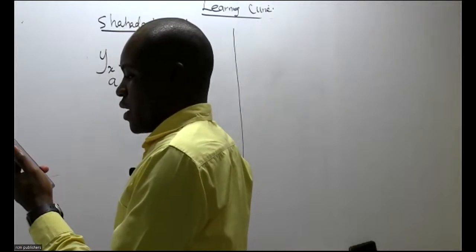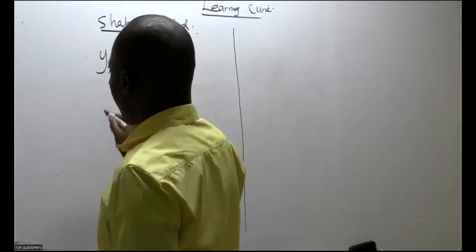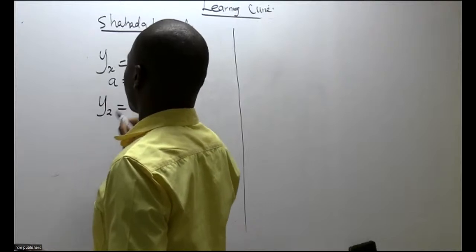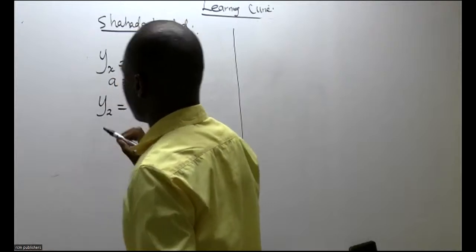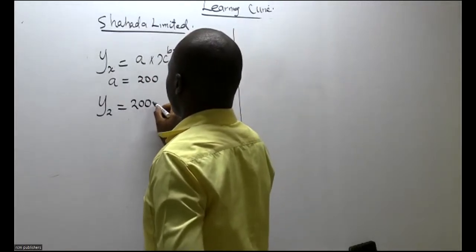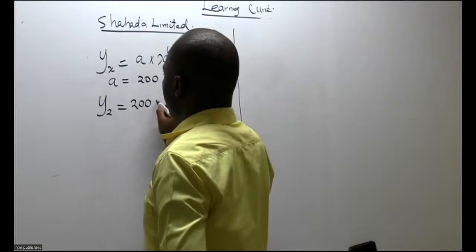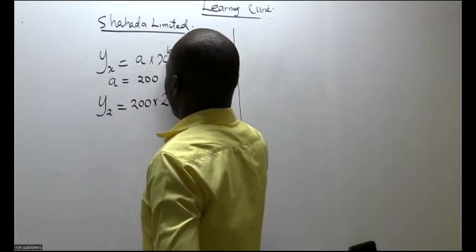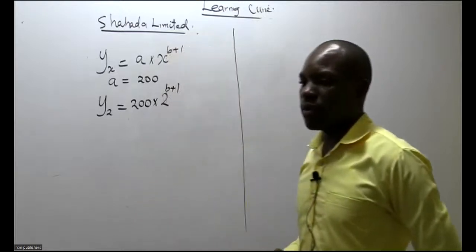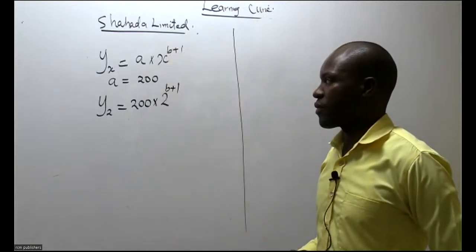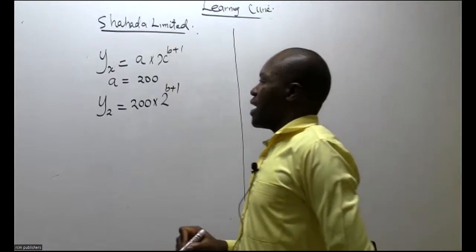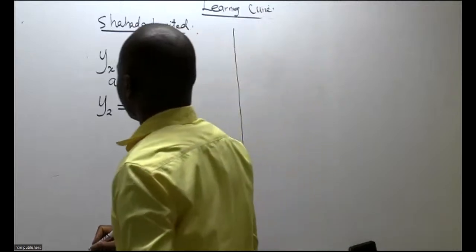Then, another thing that you have been given there, time taken to produce the first 2 units. Time taken to produce the first 2 units, that is Y of the first 2, is equivalent to A, which is 200, times X, our X is 2, raised power B plus 1. That is what we have there.